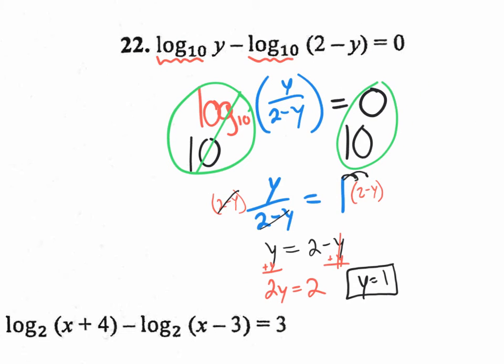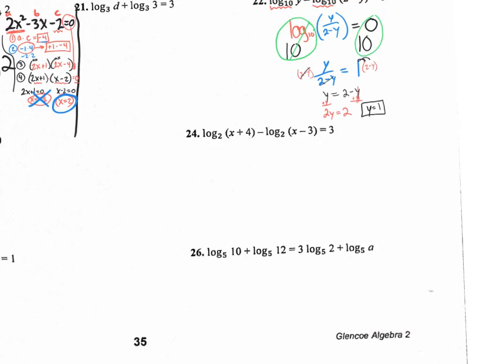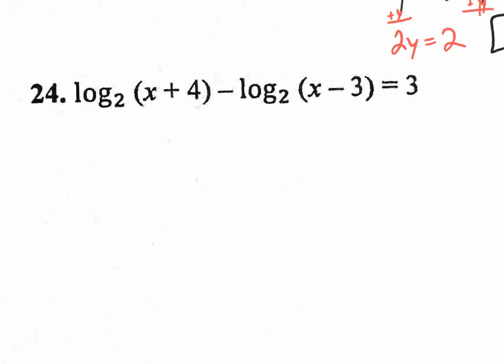Moving on to number 24. What property am I going to use? Quotient, right? That minus sign is quotient. If it were a plus, I'd be using a product. If you had a multiplication of a number in front of the log, I'd be using power. So yeah, the minus sign implies quotient.